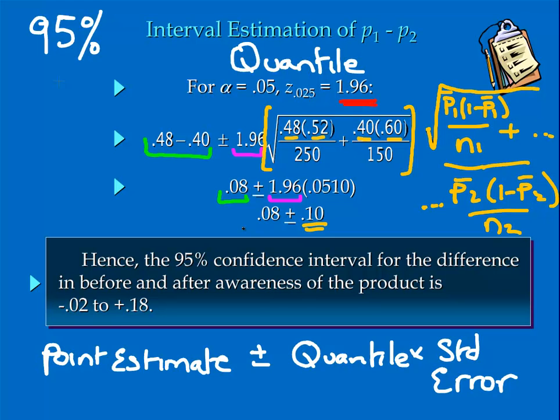So altogether, the confidence interval goes from minus 0.02 to plus 0.18. That is the confidence interval. As a quick remark, that indicates there's a potential for no increase at all in the context of increased awareness. In fact, it allows for the possibility of decreased awareness, which is not an encouraging sign.